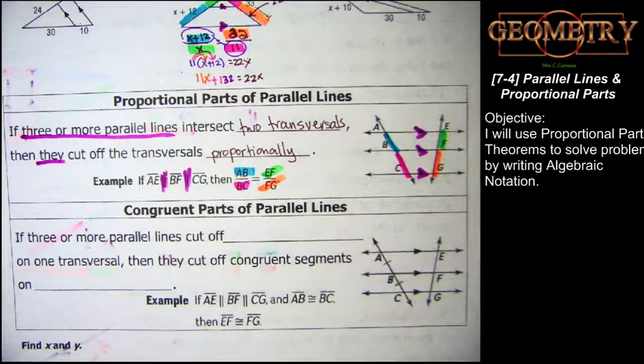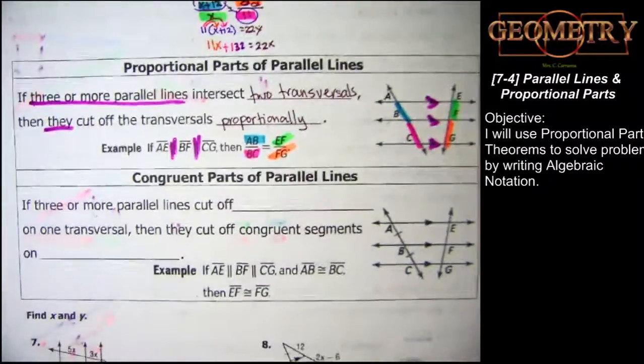So notice that the things that are on the same transversal are in the same fraction. And the parts of the transversals that are within the same space of the parallel lines are in the same space in their fractions. That's going to be the only tricky part about these setups. Okay, let's look at the congruent parts and then we'll do some examples to make more sense.